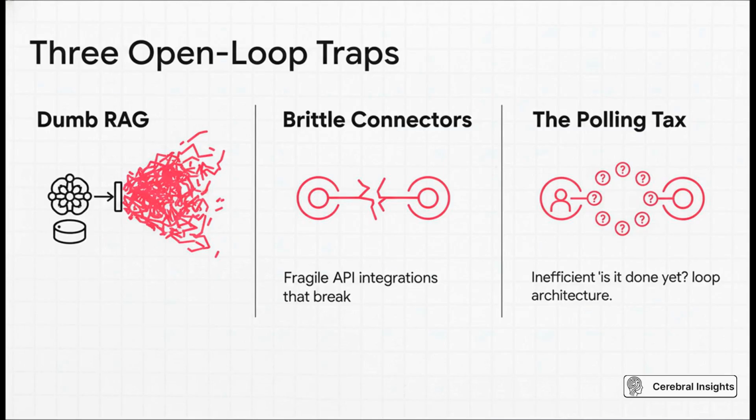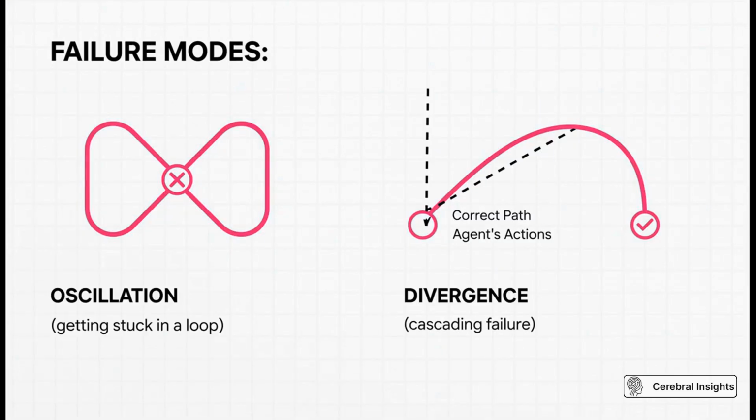And third, there's something called the polling tax. This is where the agent has no event-driven way to know when something changes, so it just wastes tons of energy and resources constantly asking, is it done yet? Is it done yet? How about now? And the end result of falling into these traps is, well, it's profound system instability. You get one of 2 things happening.